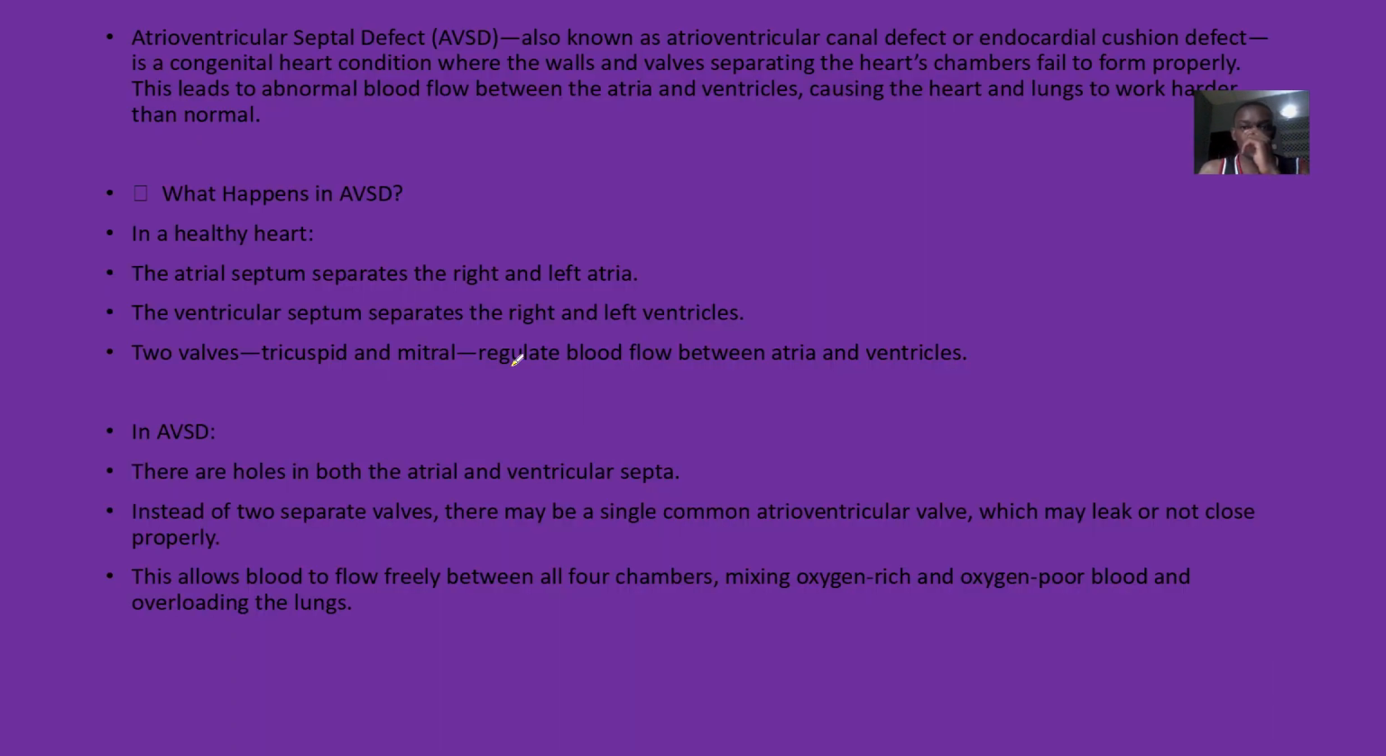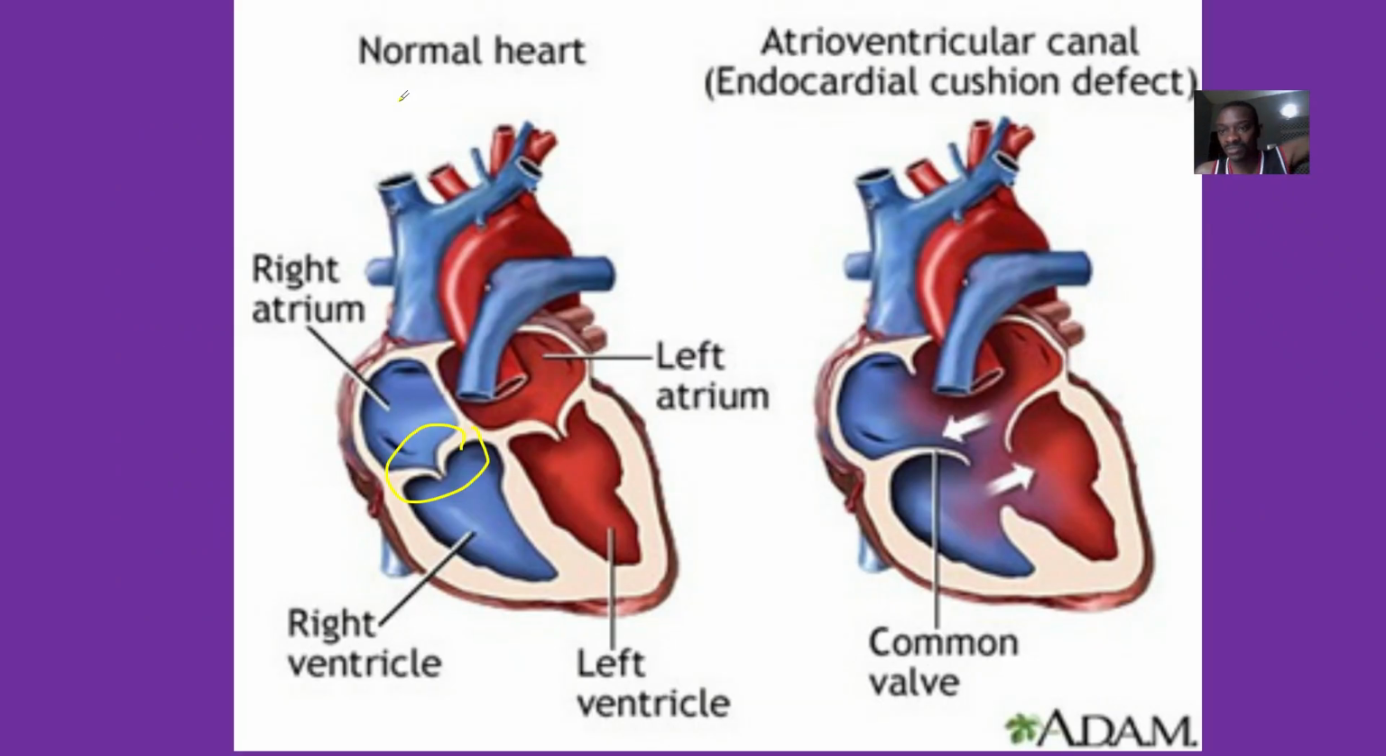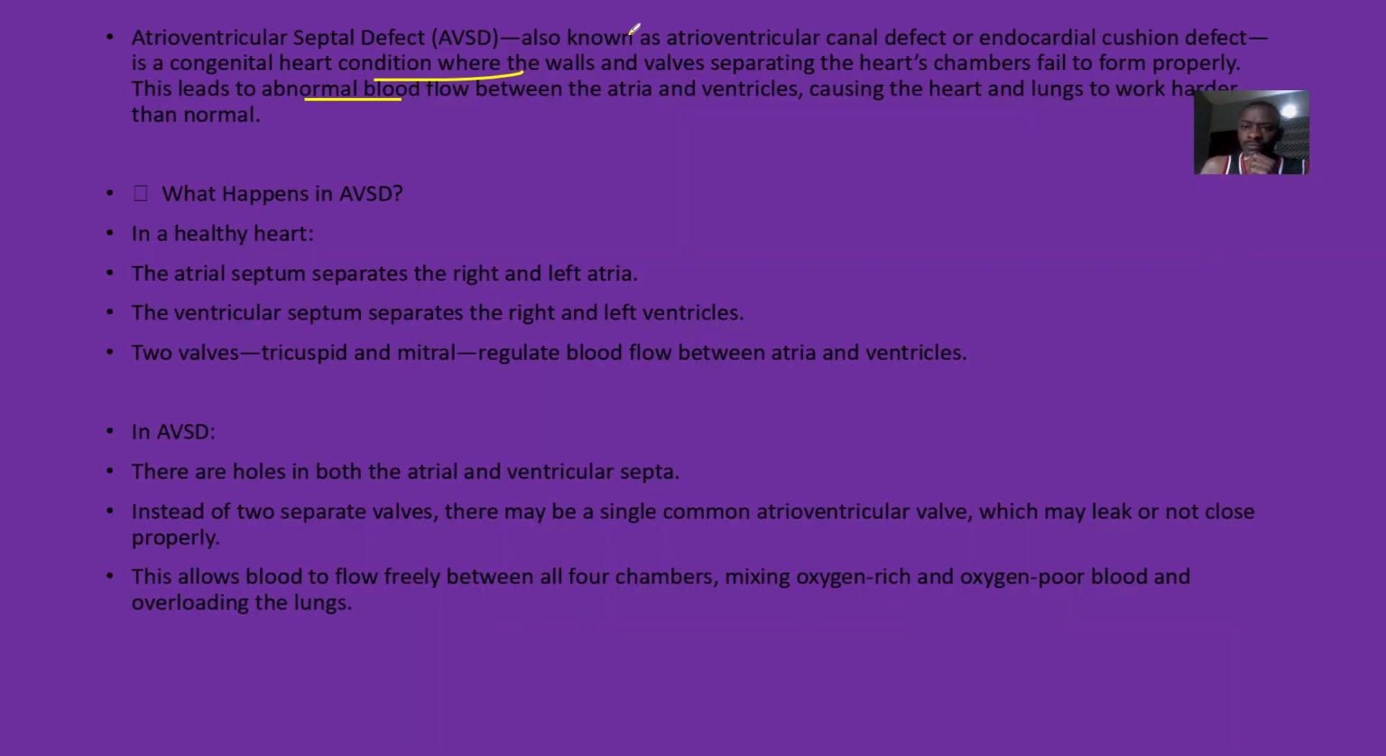All right. So it's also known as atrioventricular canal defect or endocardial cushion defect. It's a congenital heart condition where the walls and valves separating the heart chambers fail to form properly. All right. So there's an abnormal blood flow between the atria, which are the top chambers of the heart, and the ventricles, which are the lower chambers of the heart. Okay. So it causes the heart and the lungs to work harder than normal.